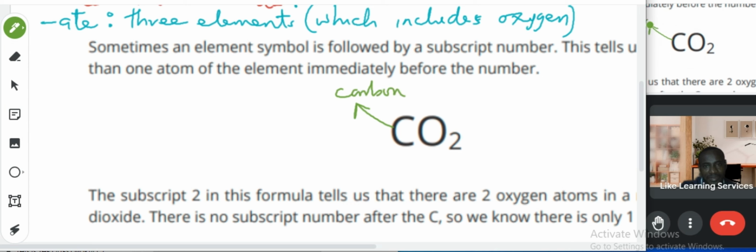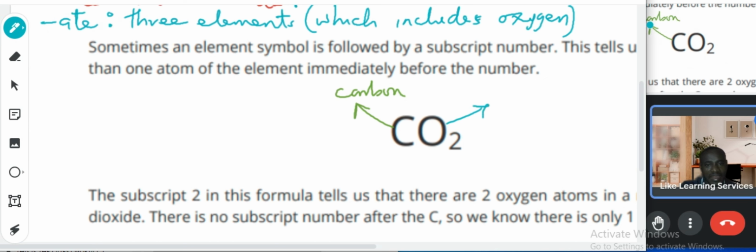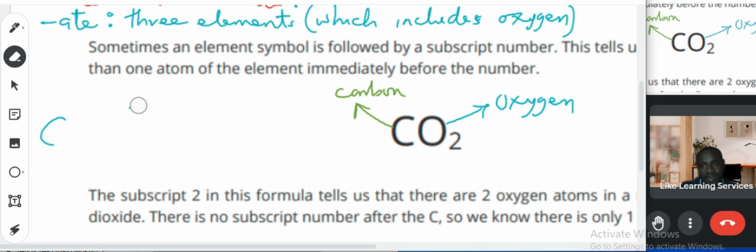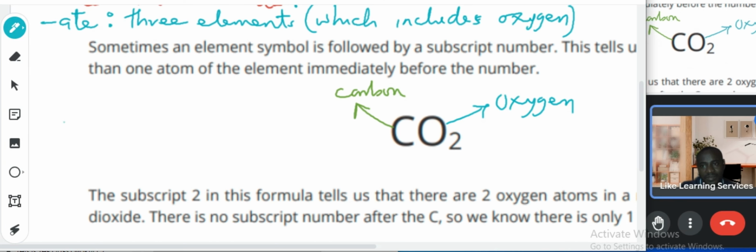Calcium, carbon, and oxygen. Actually, calcium is Ca. The one you were talking about is Ca, which stands for calcium. It's different, right? Calcium is Ca, so I'll write it differently. Ca stands for calcium. It's different.